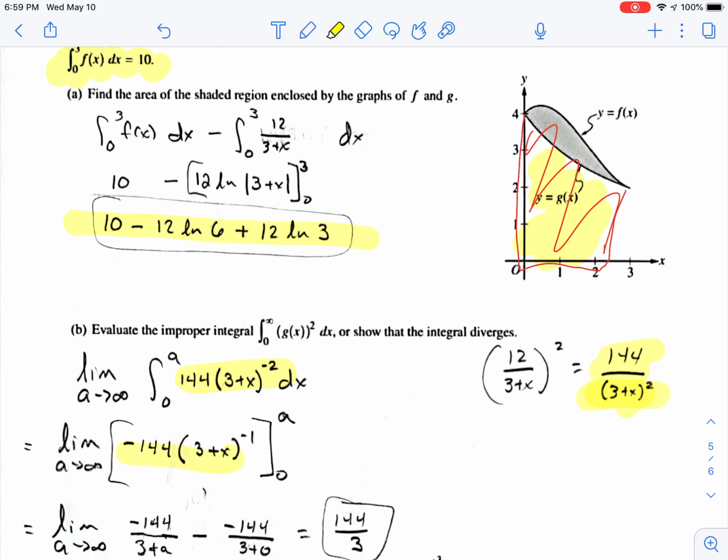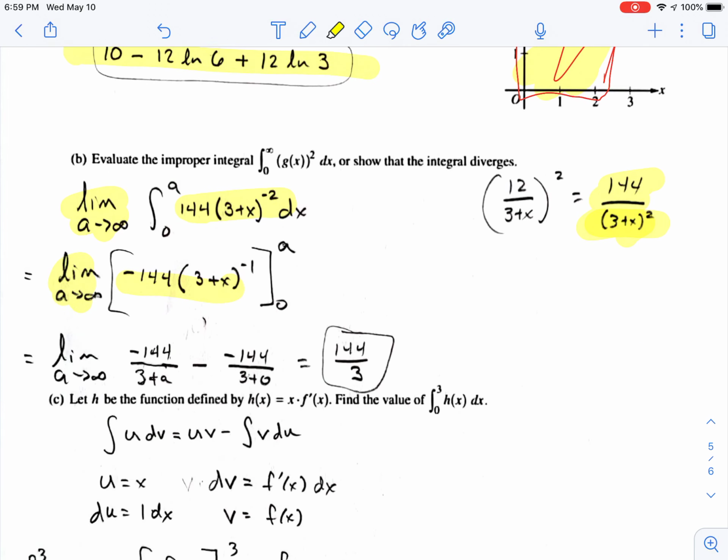And we need to make sure you put the limits. Hopefully you put the limits on there. They will not give you credit for doing an improper integral if you don't use a limiting process. You have to realize this integral equals 0. And so you end up with just 44 over 3.